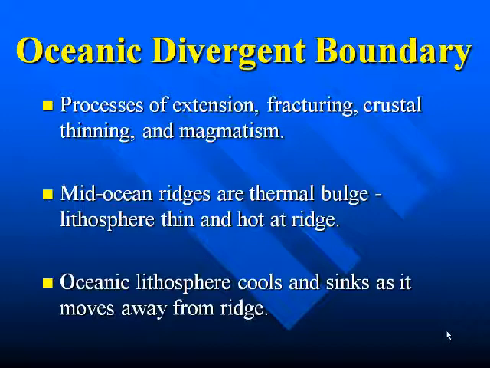So it usually creates a ridge. It's kind of like a thermal bulge where there's a lot of energy coming up and bubbling, and then that very thin lithosphere is right at the ridge. As it cools off and sinks, it's going to move away from the ridge and make more and more and more. So those mid-ocean ridges are very thin lithosphere, very hot right at the center, where that magma is coming up because the 2 plates are moving away from each other.